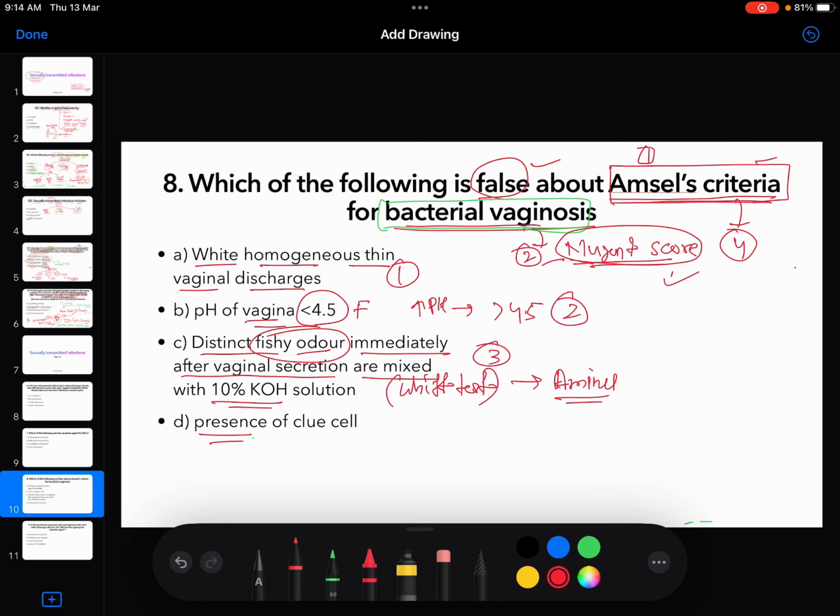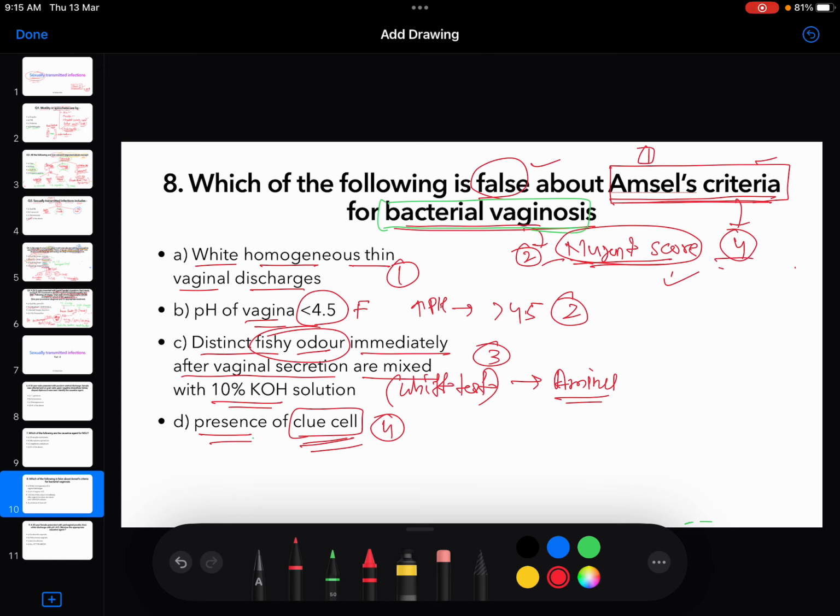And there is presence of clue cells. What are clue cells? These are vaginal epithelial cells coated with cocobacilli, which appear with a granular appearance. It is called clue cells. Okay, this is criterion number 4.